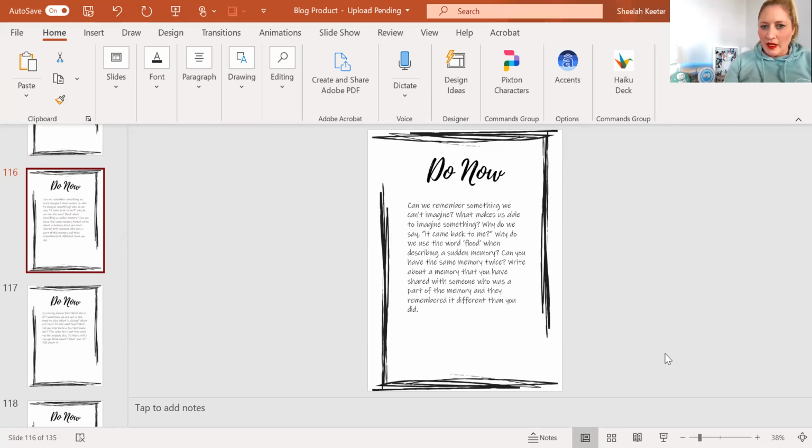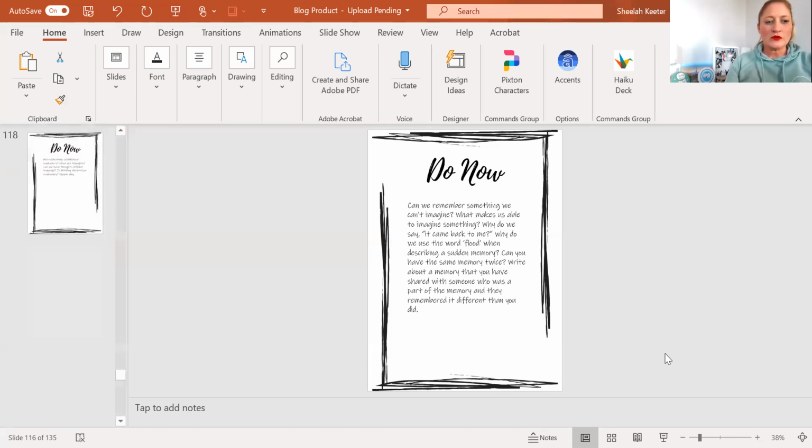So, can we remember something we can't imagine? What makes us able to imagine something? Why do we say it came back to me? Why do we use the word flood when describing a sudden memory? Can you have the same memory twice? Write about a memory that you have shared with someone who was part of the memory and they remembered it differently than you did. So they read, they think about the different questions, and then they write about an experience for 10 minutes. So those are the do nows.